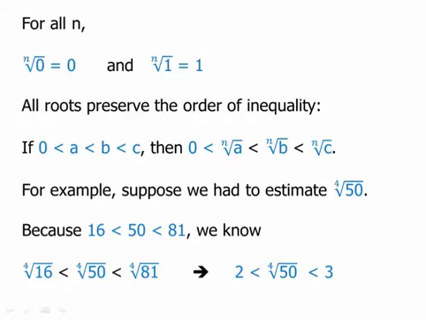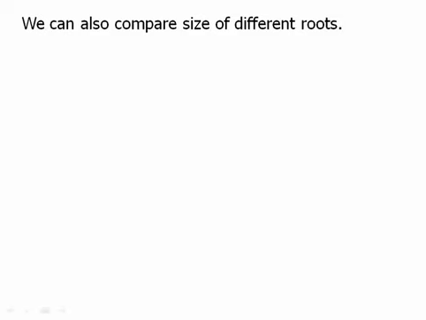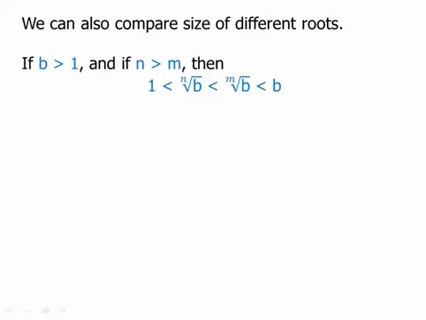So the test is not going to expect you to do anything more fancy with finding the 4th root of 50, but as long as you can figure out which two integers it's between, that is fine. We can also compare the size of different order roots. For a number greater than 1, the higher the root, the smaller the actual number. So the nth root is a higher order root than the mth root, and the nth root is smaller.